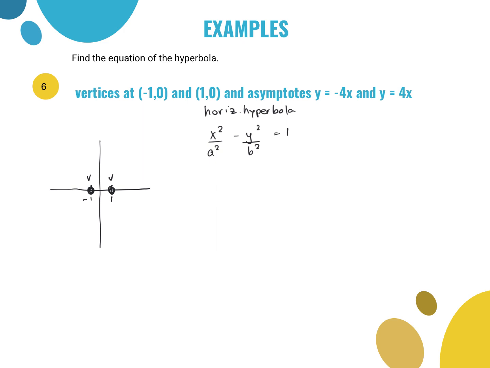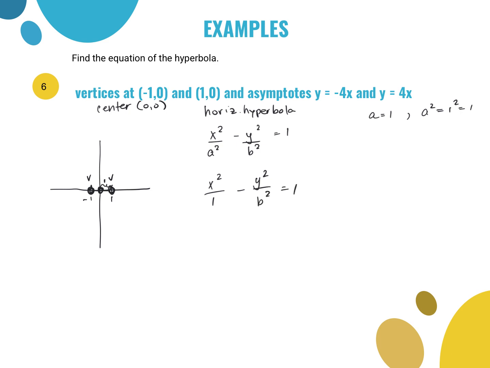I know that the center is located in between. It's the midpoint between the two vertices. So I know my center is at 0, 0. And that tells me that my a value, which is the distance between the center and the vertices, is 1. So I know that a equals 1, so a squared equals 1 squared, or 1. So I'm just going to go filling in, right? I know that's 1. Y squared. Now I still need b squared, right?